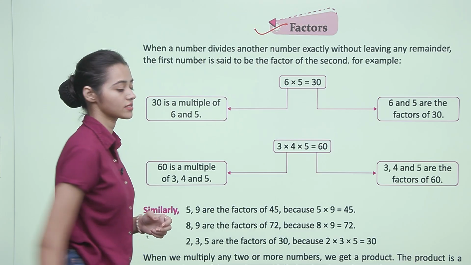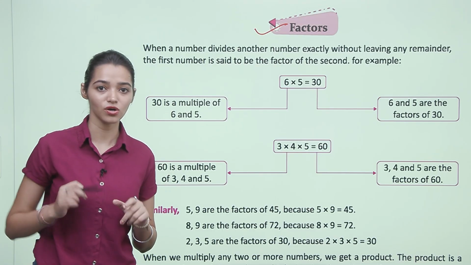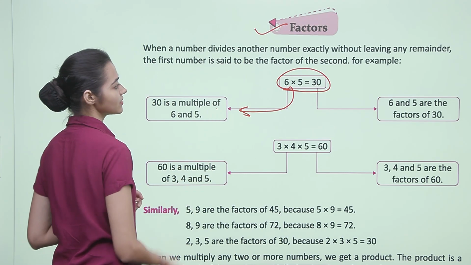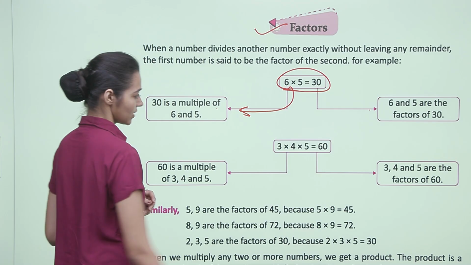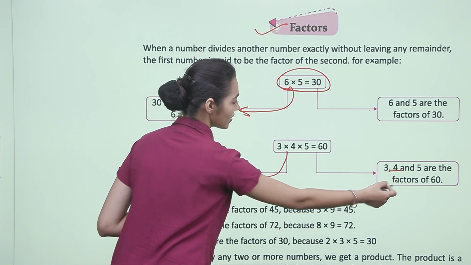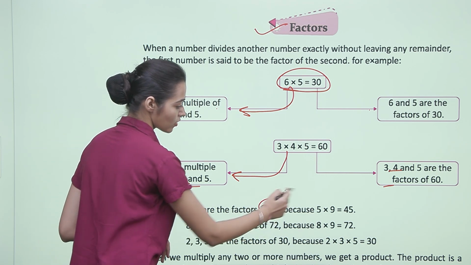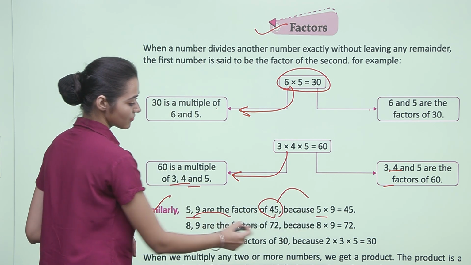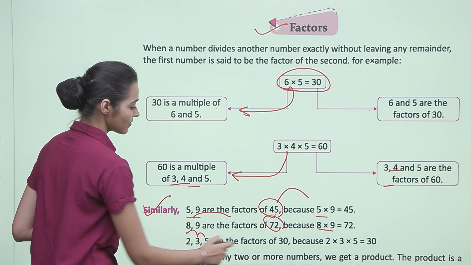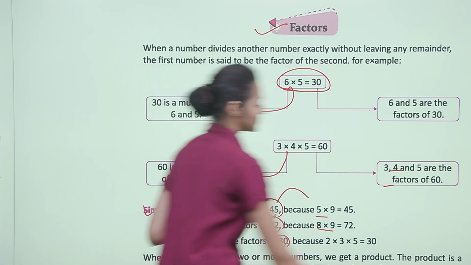Next is factors. Now we know that when a number divides another number exactly without leaving any remainder, that is called the factor of the second. Now 6 5s are 30. Now 30 is a multiple of 6 and 5 and 6 and 5 are the factors of 30. Now here 60 is a multiple of 3, 4 and 5 and 3, 4 and 5 are the factors of 60. Similarly, 5 and 9 are the factors of 45 because 5 9s are 45. 8 and 9 are the factors of 72 because 8 into 9 is equal to 72. And 2, 3 and 5 are the factors of 30 because 2 3s are 6 and 6 5s are 30.